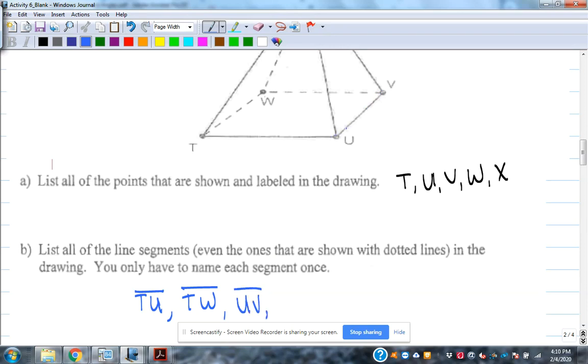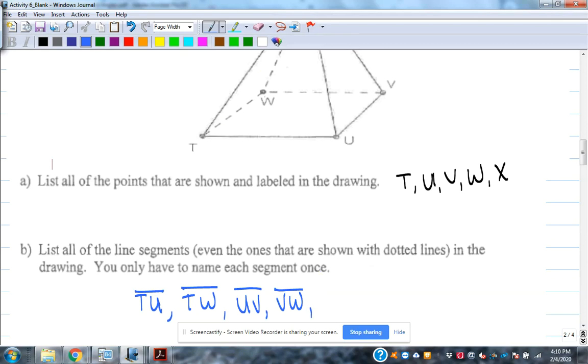And then there are no others that come out of U that are on the bottom. So I'm going to go to V. And V goes to W. And then do I need to list W goes to T? No, I've already done that with TW, right? So I've just done the bottom part. Let's do the rest of them.